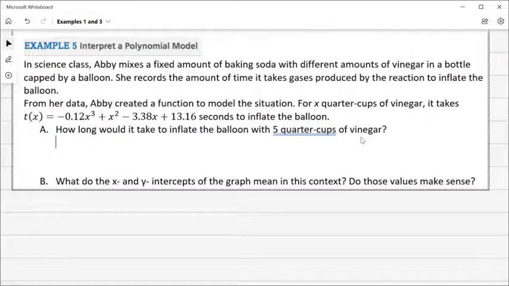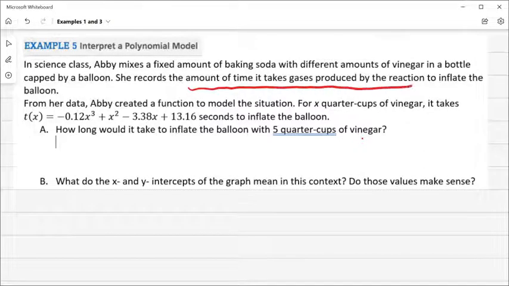In this example, we have an equation that models the amount of time it takes gases to inflate a balloon. All right, and X represents the number of quarter cups of vinegar. So the problem is asking us, how long does it take to inflate the balloon with 5 quarter cups of vinegar? All right, well, if they're telling us the number of quarter cups, then that means that we're plugging in 5 for X in our polynomial function. And so that's just typing it into our calculator.